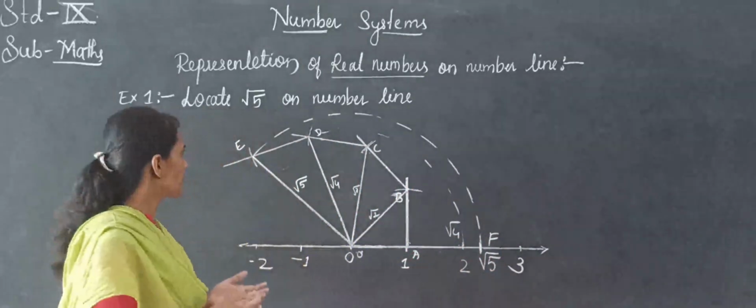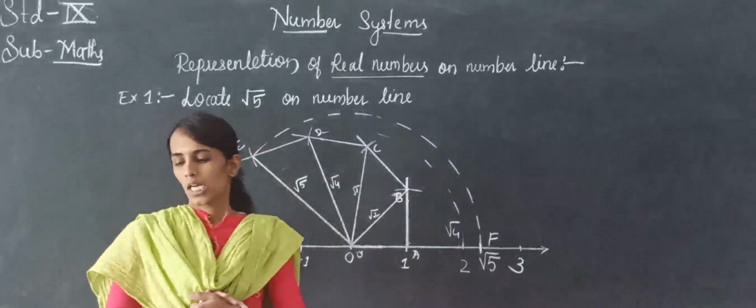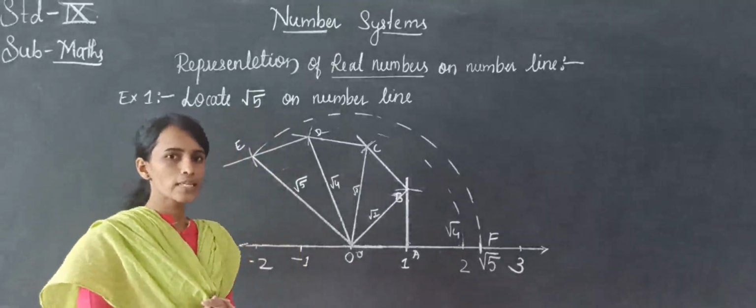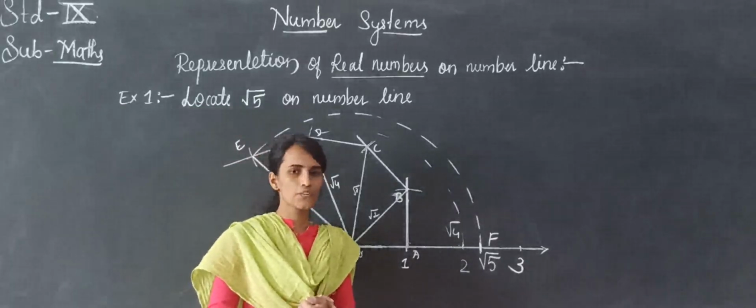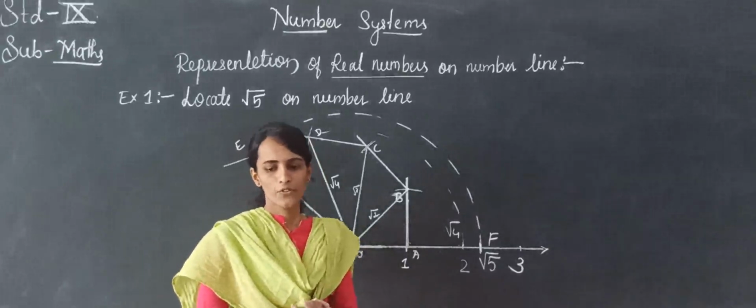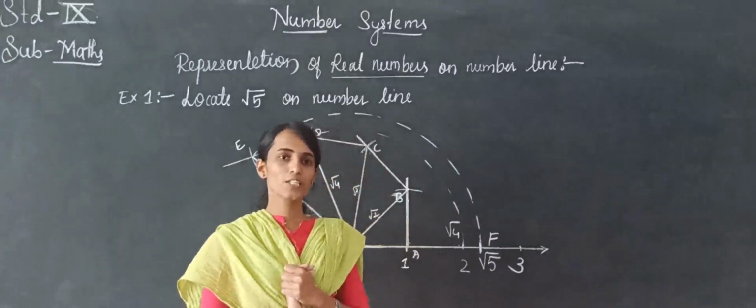Got it now, students? This is very easy. I hope you all understood. So depending on this, exercise 1.2 is there. Try to solve it, very easy, and we don't get any confusion. It is so easy if you know how to use all the geometrical materials.